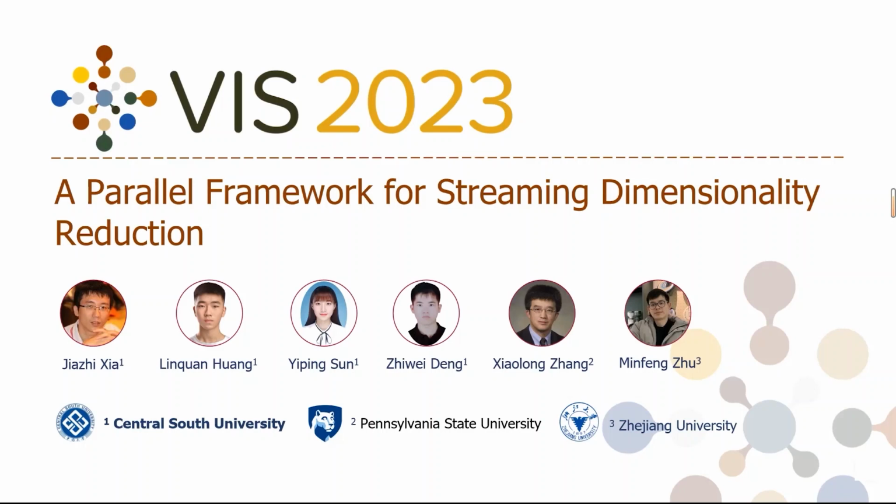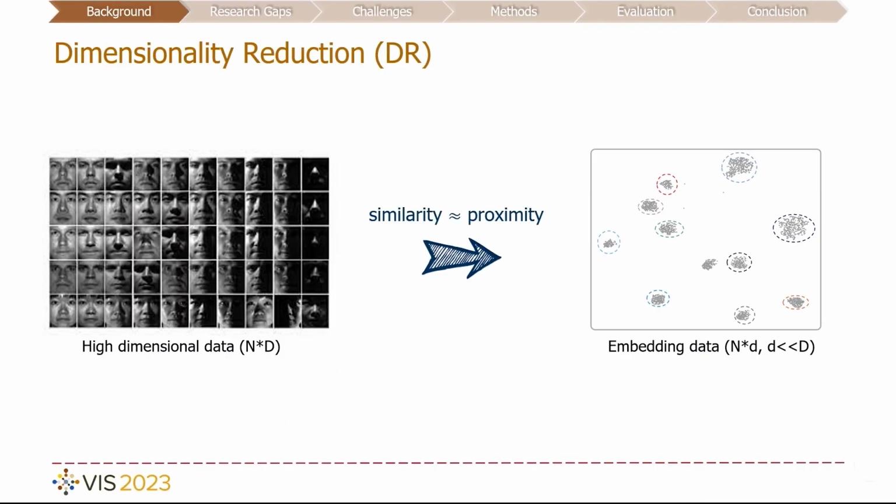In this study, we've developed a parallel framework for performing dimensionality reduction on streaming data. Our approach has led to the creation of a technique called SDR, which enables fast, reliable, and stable dimensionality reduction for streaming data.